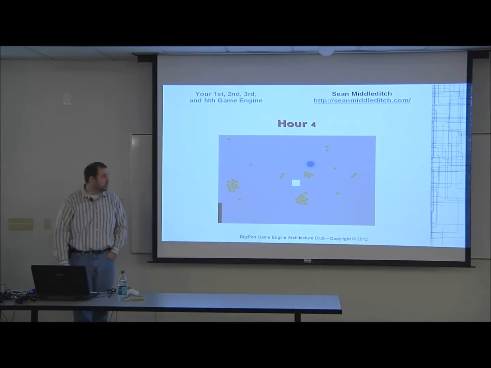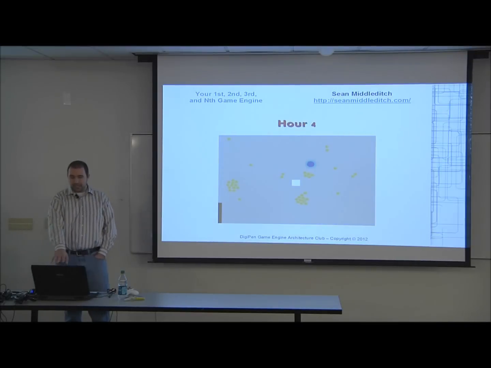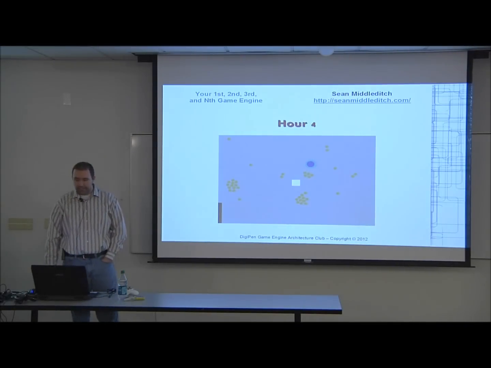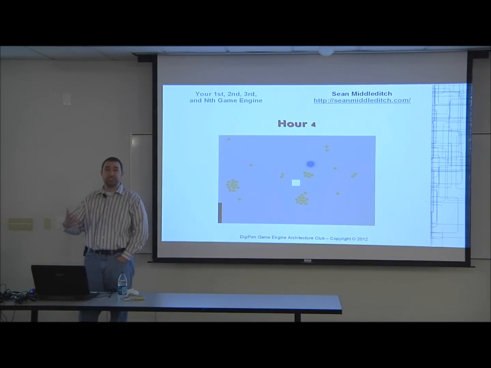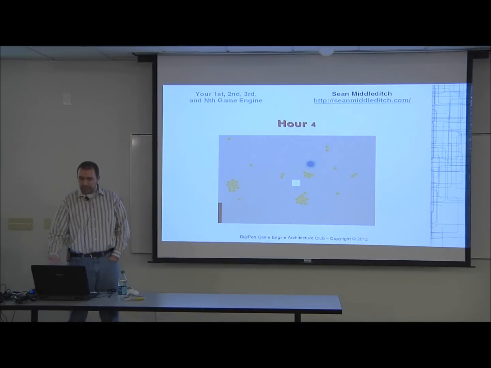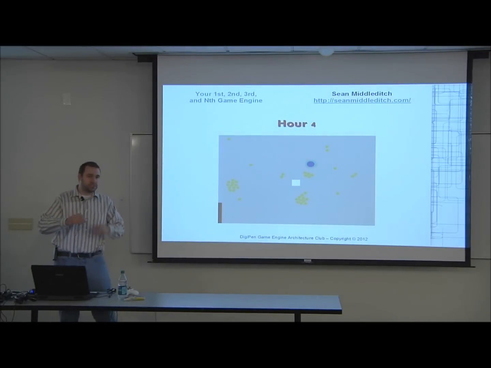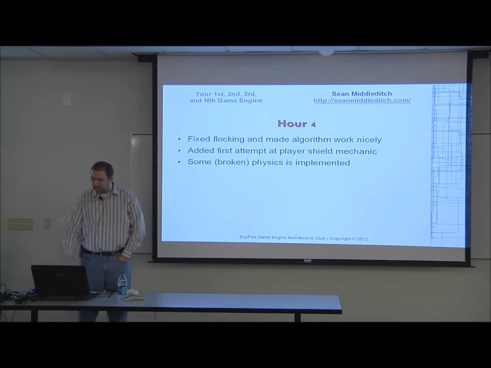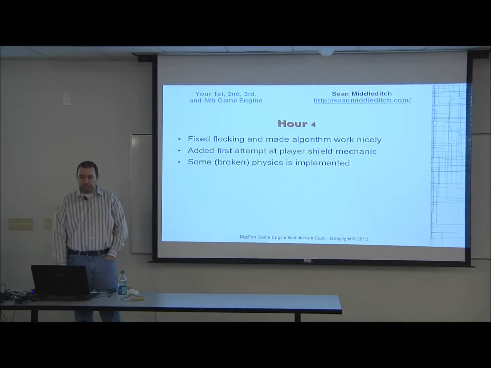Hour 4 actually starts looking kind of cool now, I think. So now I've got all these enemies here, little yellow dots, and they're clustering together. They're doing the flocking. The flocking is working perfectly. You can see the little blue thing around the other darker blue thing. That's supposed to be the shield mechanic I was mentioning. So I had that working where I could hit the button on the controller and the shield would pop out and move around.